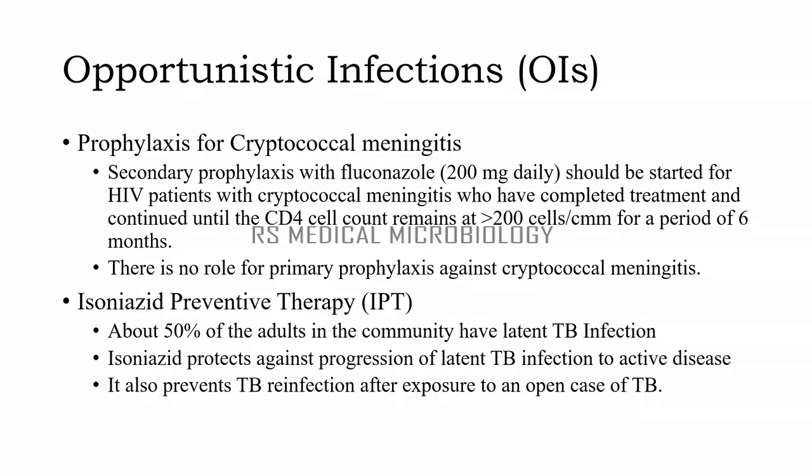The next opportunistic infection you want to treat is cryptococcal meningitis, where there is a secondary prophylaxis with fluconazole. It can be started in HIV patients with cryptococcal meningitis who have completed treatment and whose CD4 cell counts remain more than 200 cells per cubic millimeter for 6 months. This cannot be used as a primary prophylaxis.